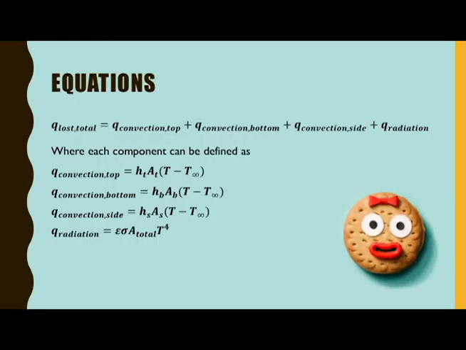Here are the equations that were used in our project. In order for us to determine the total amount of heat that was lost, we first had to determine how much heat loss was due to convection and how much heat loss was due to radiation. The top equation was then split up into 4 separate equations in order for us to figure out the convection on the top, bottom, and side of the cookie, as well as the radiation on all sides.